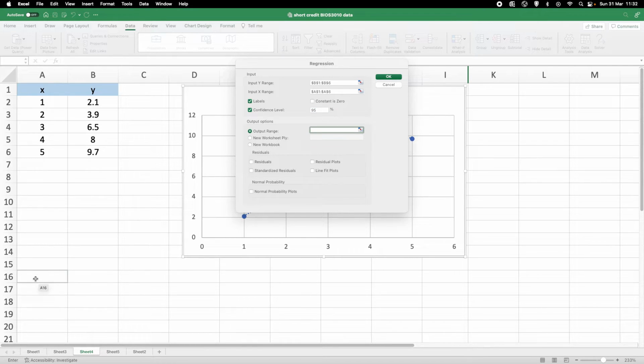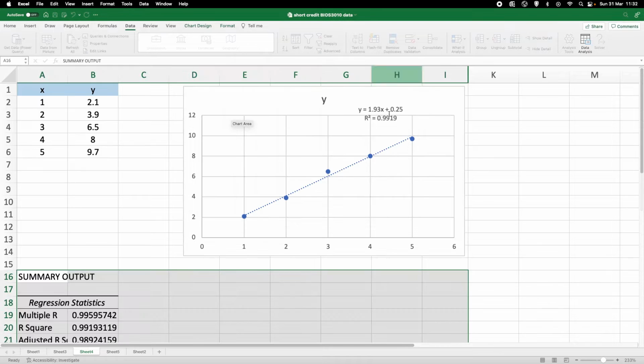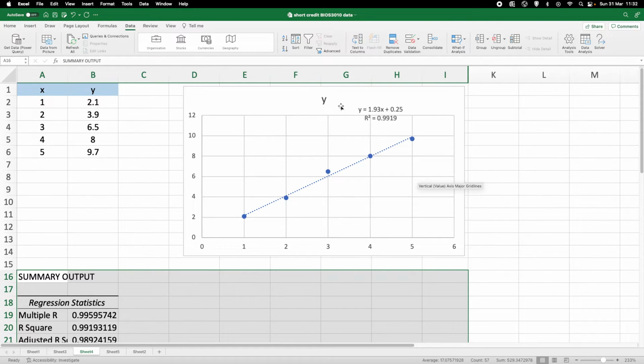Let's start with the output over here. That looks good, and all we need to do is click OK. And we get a lot of information about our regression here, and we can compare the information that we get with our trend line information, so with the gradient and the R-squared value.